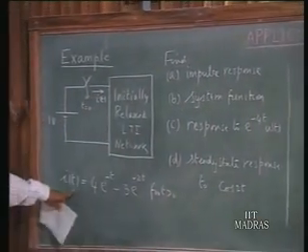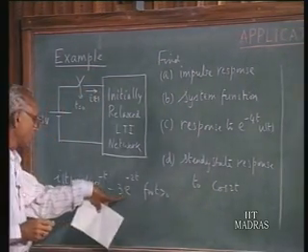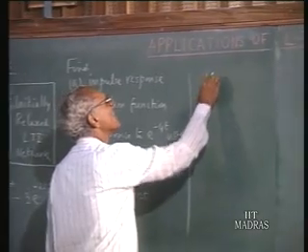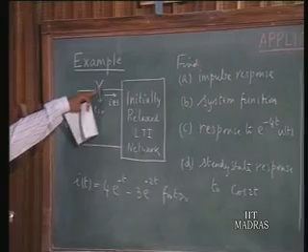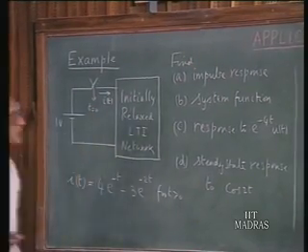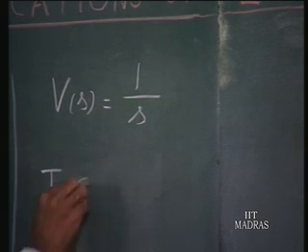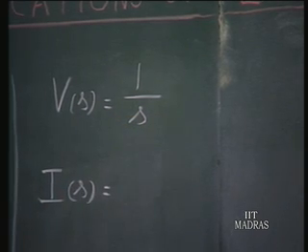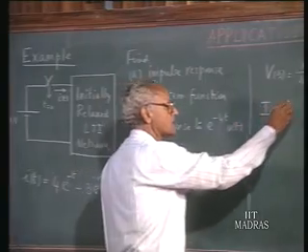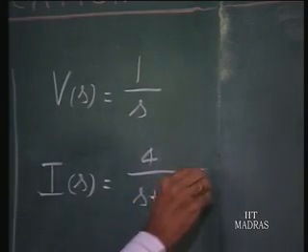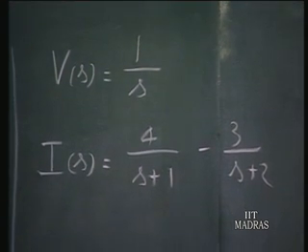Now, the input is 1 volt and the output is 4 e to the power of minus t, minus 3 e to the power of minus 2t. Therefore, the input Laplace transform is 1 volt. So 1 volt is given at t equals 0 to this network. Therefore, it is a step function really. V of s is 1 over s. The current in the network, as the Laplace transform of this, is 4 upon s plus 1 minus 3 upon s plus 2. That is the expression for the current.